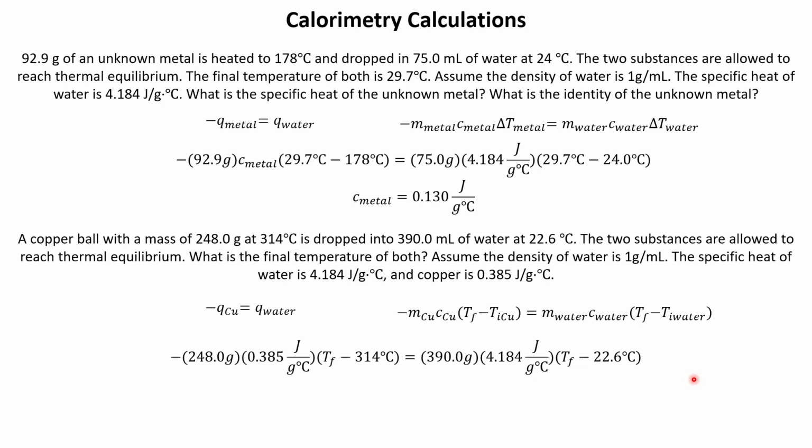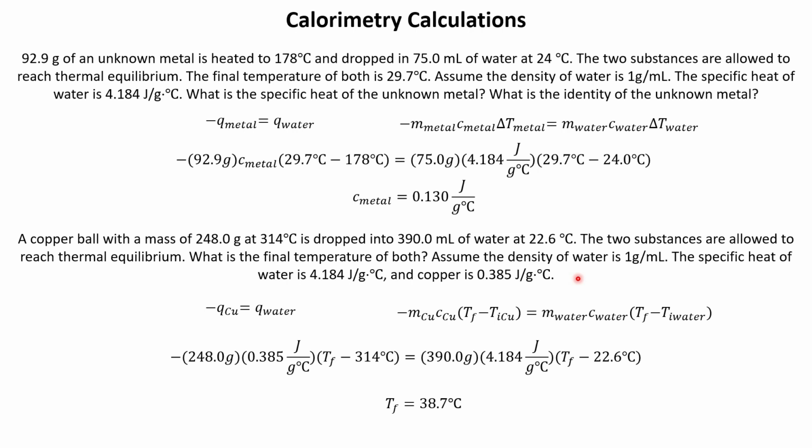So keeping all of our signs straight, being careful with our algebra, we get a final temperature of 38.7 degrees Celsius, which makes sense. Our final temperature should be higher than what our water started at, but should be much lower than where our copper started. When working these problems, if you get a final temperature that doesn't make sense, like a final temperature that is below 22.6, usually that means you have a sign error somewhere. So just be really careful with that algebra.